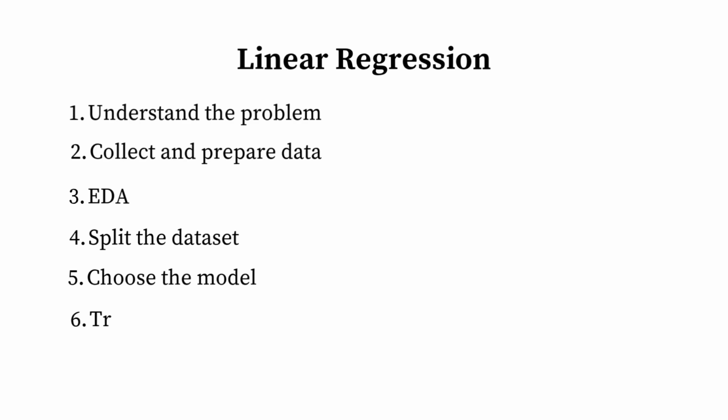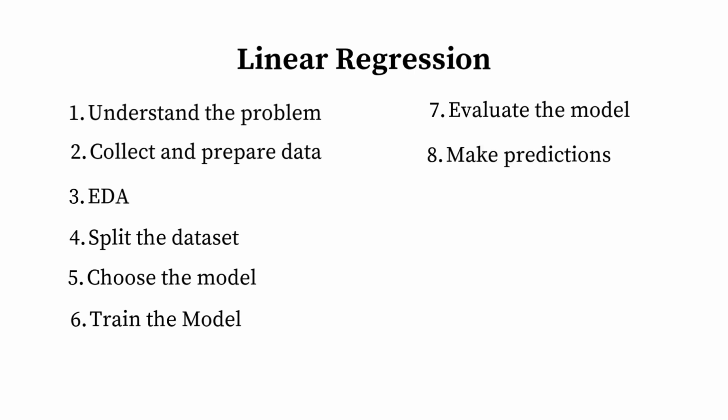After that, we'll train the model. The algorithm learns from training data and finds the best fit line by minimizing the error. After training the model, we'll evaluate the model, measure the performance using metrics like R squared, mean squared error, and mean absolute error. Next, we'll make the prediction, use the trained model to predict output for new or unseen data. Check assumptions, verify important assumptions like linearity, constant variance, and normal distribution of errors.